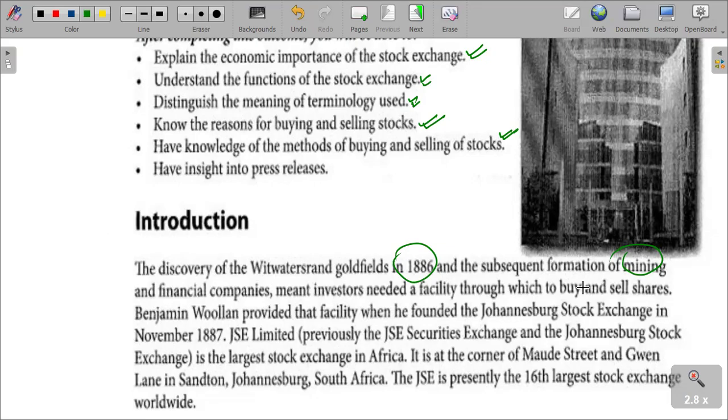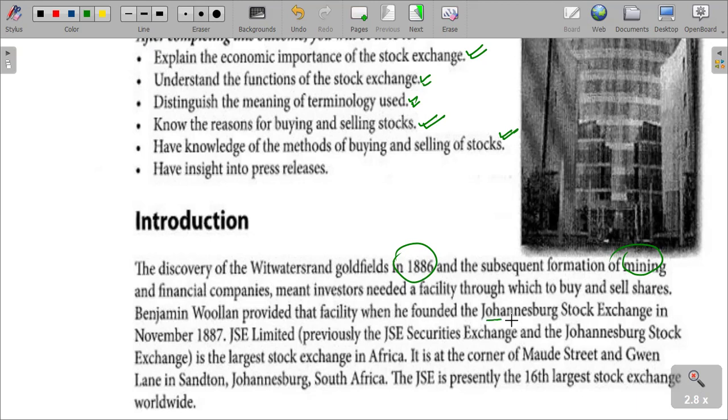This brings you to an understanding that there are important factors to consider here, which have to do with wealth. Wealth was being created, and there was a need to manage and secure it. Hence, there was a need to establish the methods of buying and selling. Benjamin Holland provided that facility when he founded the JSE in 1887.